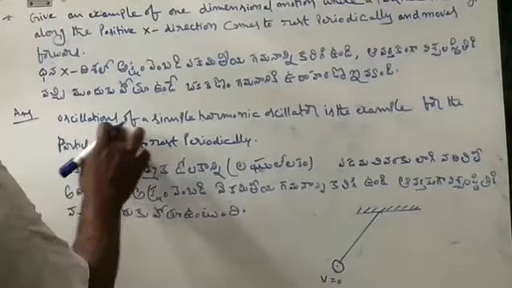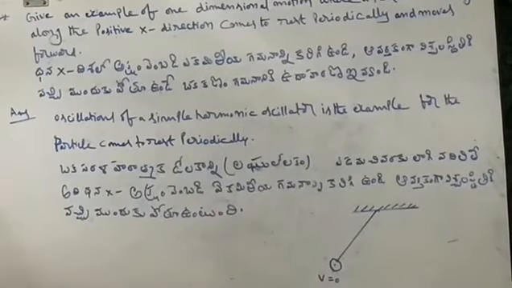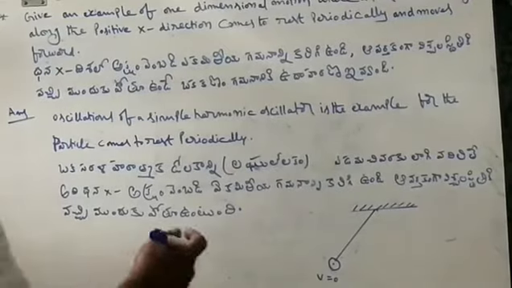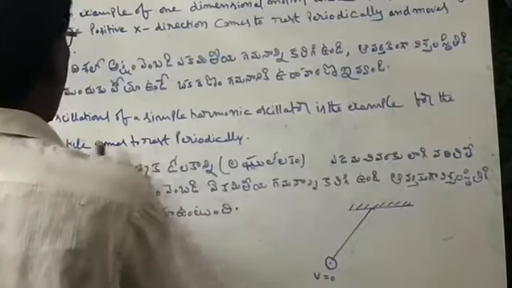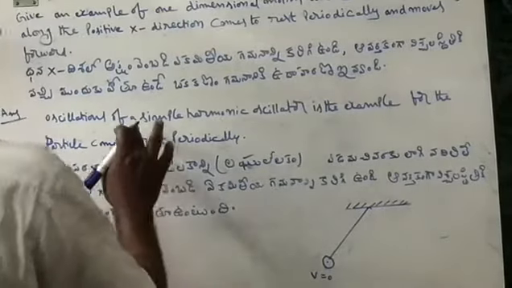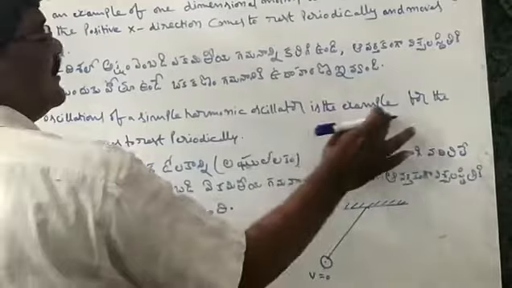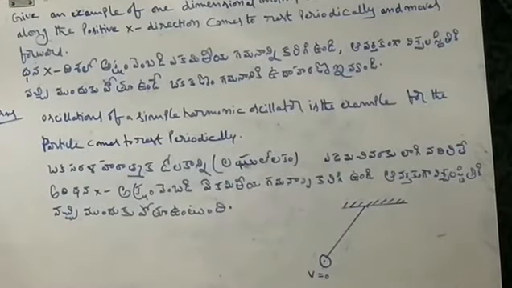Answer: oscillations of a simple harmonic oscillator. Example, simple pendulum. Oscillations of a simple harmonic oscillator is the example for a particle that comes to rest periodically.